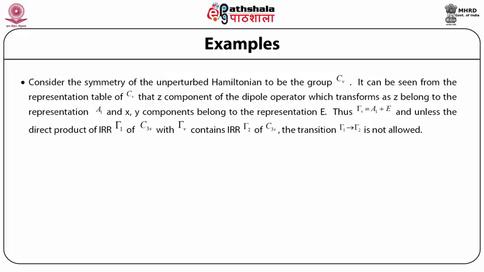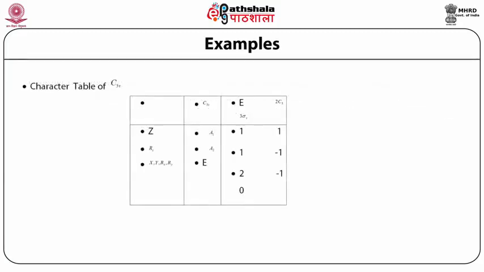And now from what we have learned, unless the direct product of the irreducible representation gamma 1 of C3v with gamma V, which transforms as A1 plus E, contains the irreducible representation gamma 2, the transition gamma 1 to gamma 2 is not allowed. So for the transition to be allowed, gamma 2 must be contained in the representation. Let us look now at the character table. As I explained, the Z component transforms as A1 and the X and Y components as E.